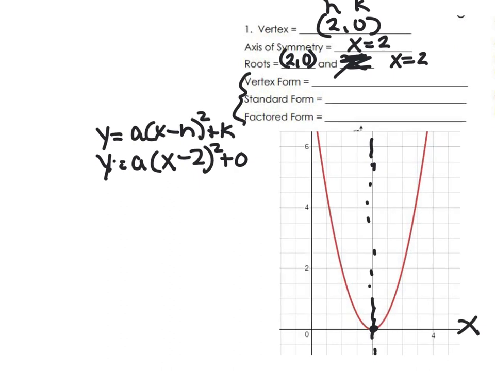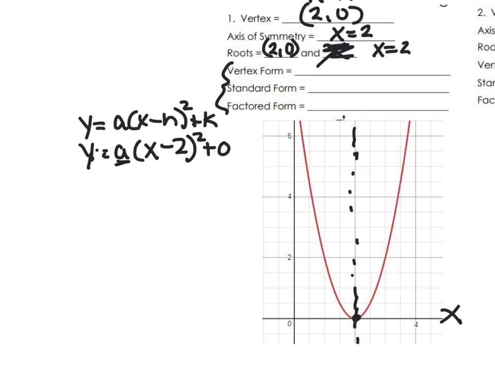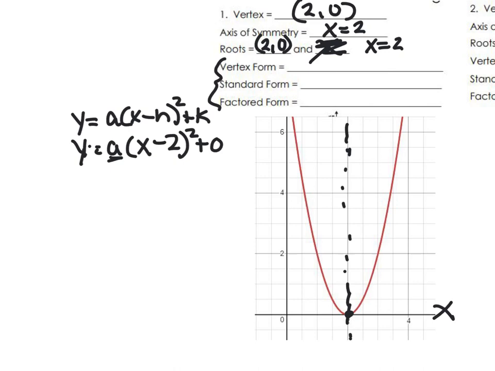All right, so the problem is I don't know what a is, and if you remember, we did this. What you're going to do is pick another point on the graph for an x and a y, okay? So if I go to 1, 2, 3, 4, if I go to 1, 2, it's touching right there at 1, 2. So I'm going to use that for my x and y.